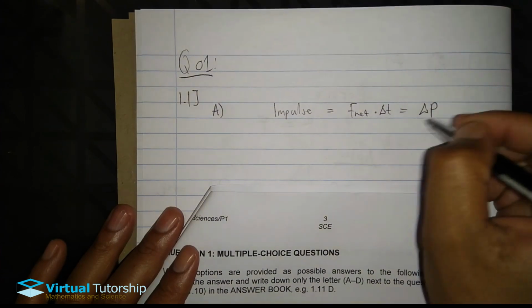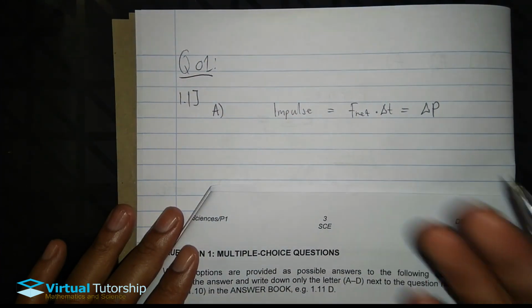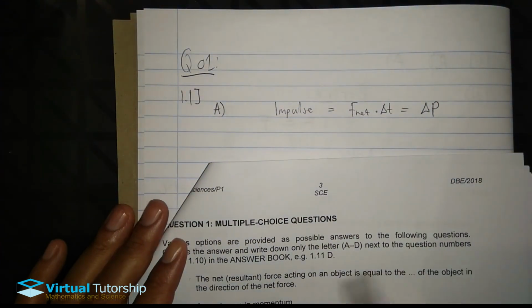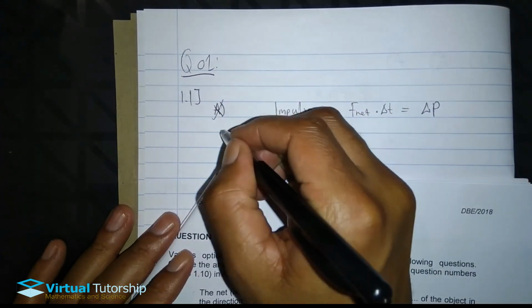momentum. So a change in momentum is not equal to F net, right? The change in momentum is equal to impulse. So A is out of the picture.